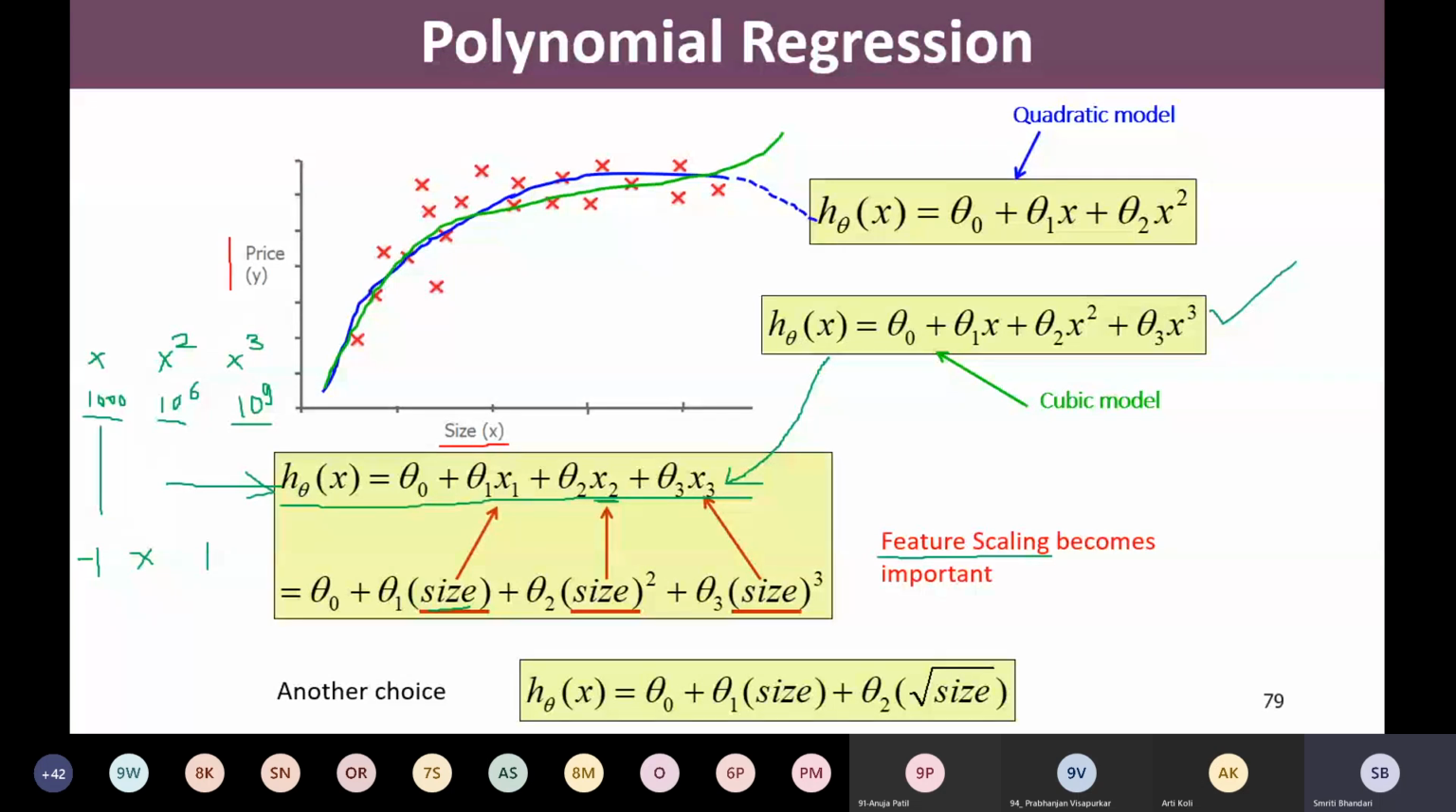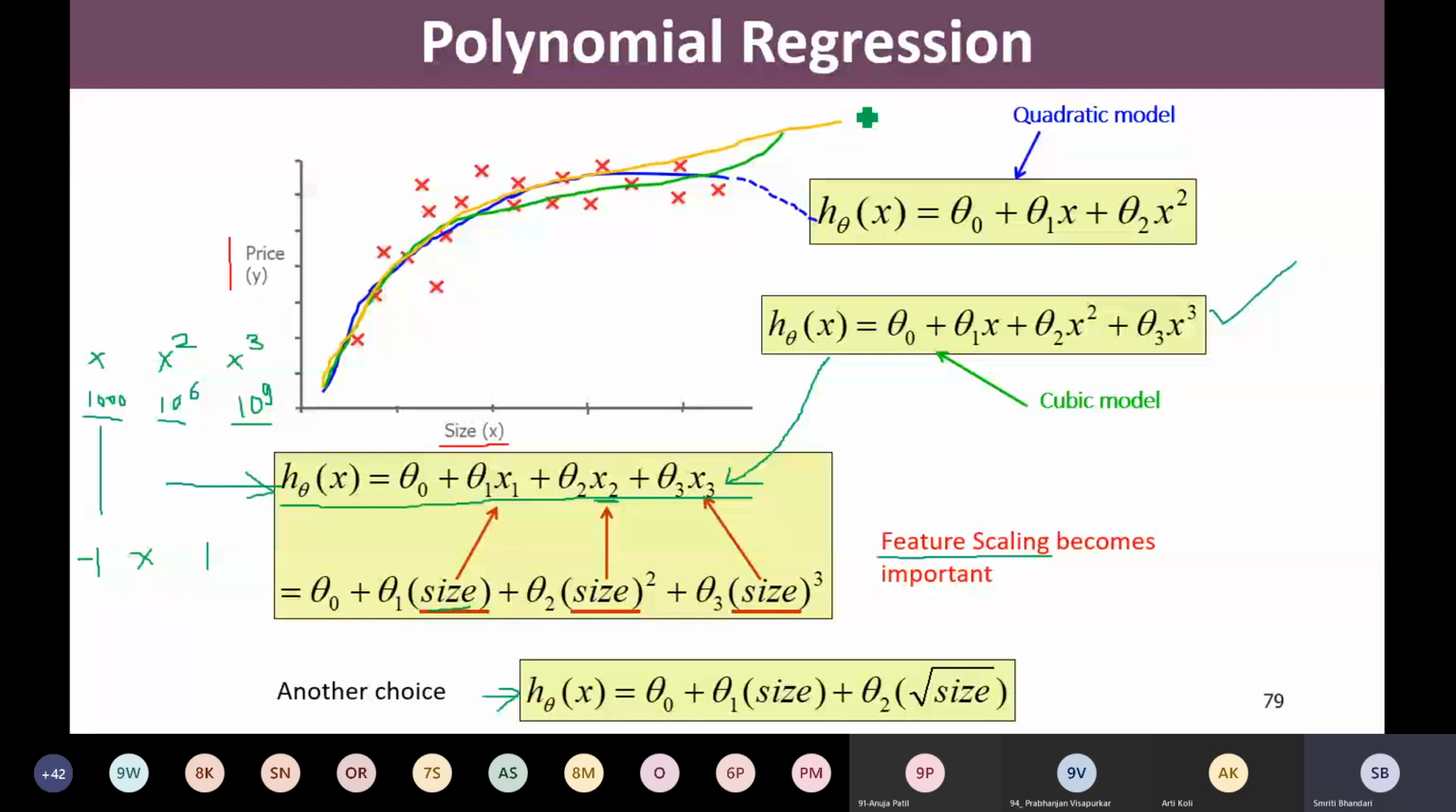Somebody may come up with a hypothesis like h theta x equal to theta 0 plus theta 1 size plus theta 2 into square root of size. If I look at such a hypothesis, I may get this curve plotted over here. This is not a line, but this kind of a function. This might be another choice: h theta x equal to theta 0 plus theta 1 size plus theta 2 square root of size.